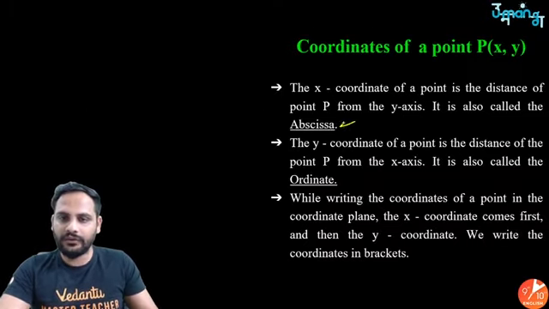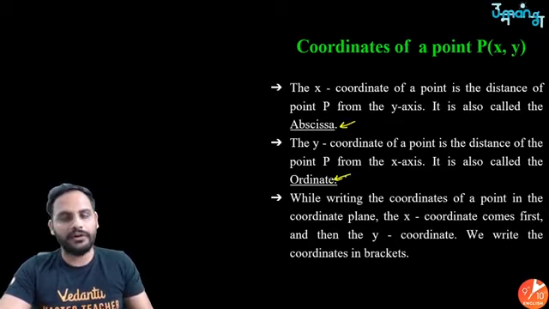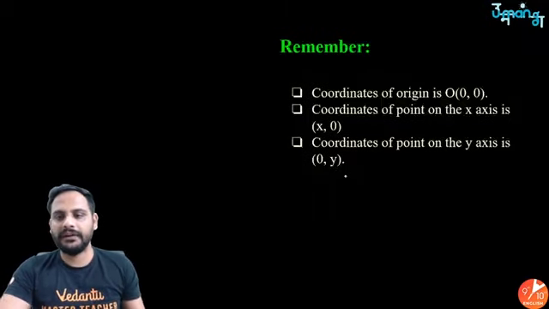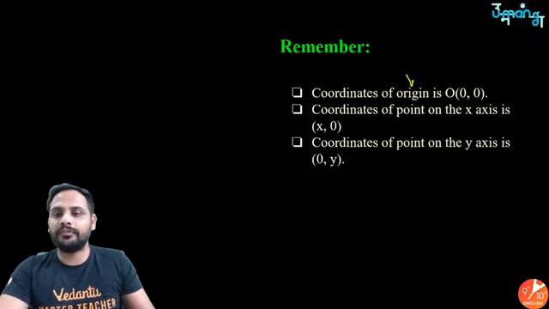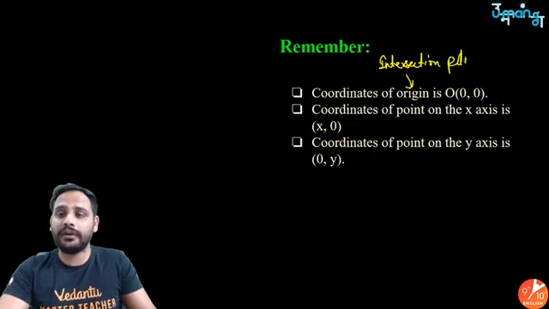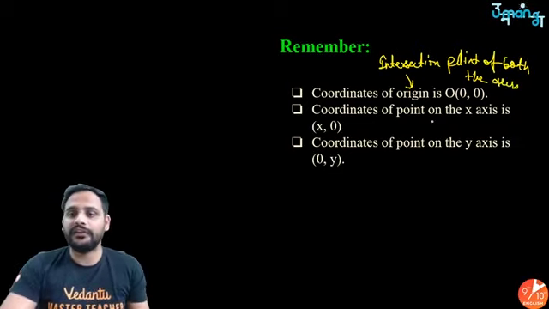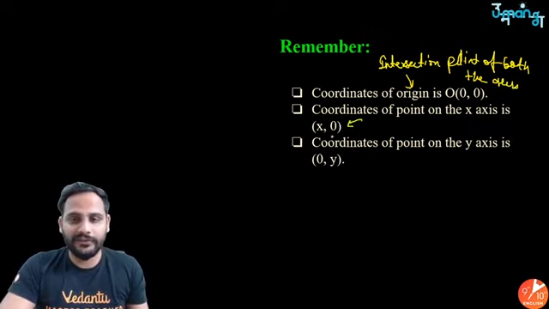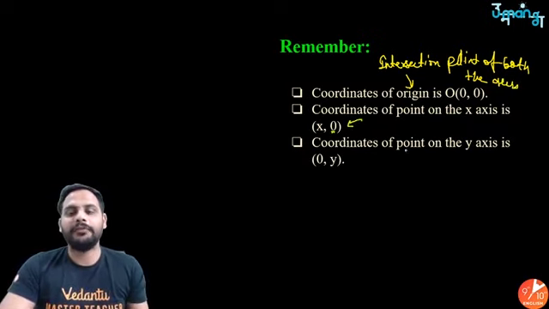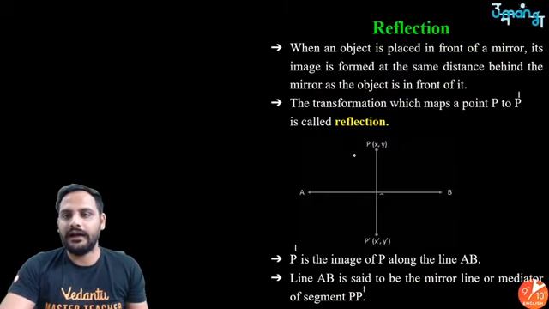X coordinate is also called abscissa, y coordinate is also called ordinate. Okay? The origin is the intersection point of both the axes. What is origin? Origin is the intersection point of both the axes. Coordinates of a point on x-axis will be in the form of x comma 0, y coordinate is 0. For any point on y-axis, x coordinate will be 0. Okay, got it?